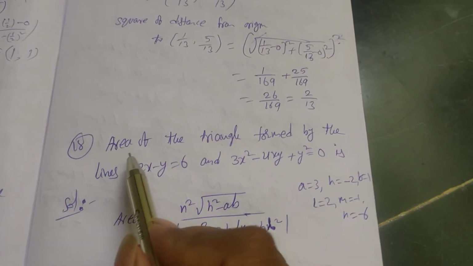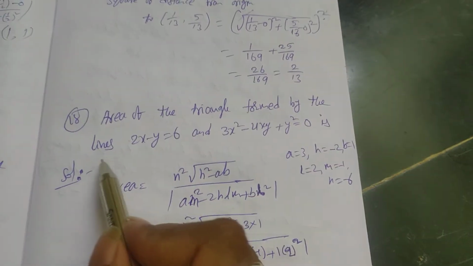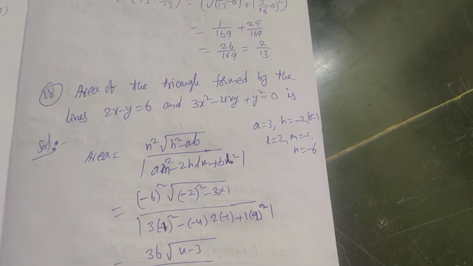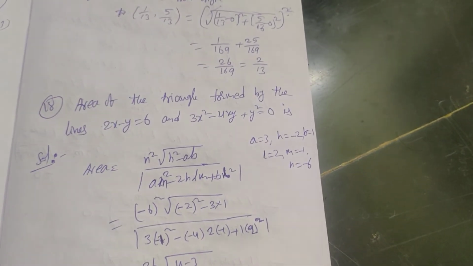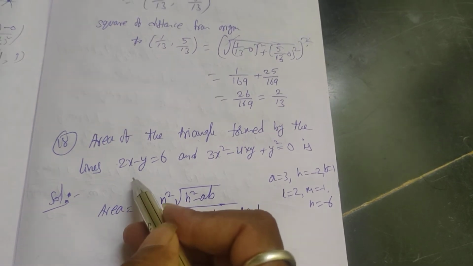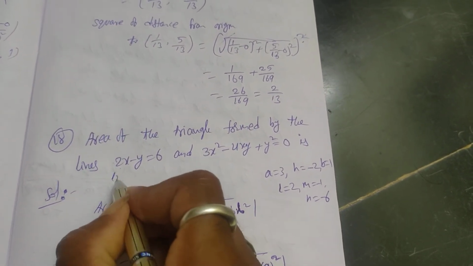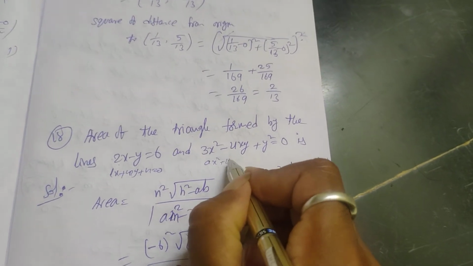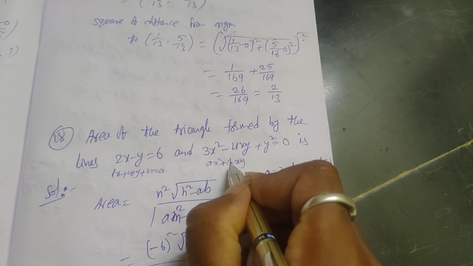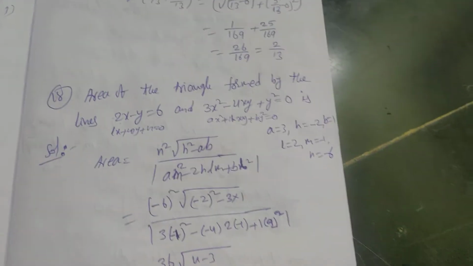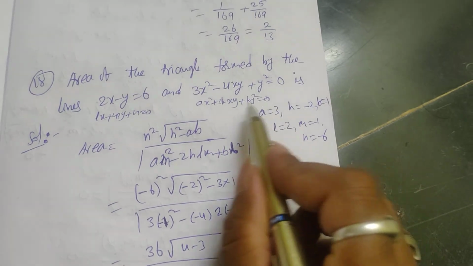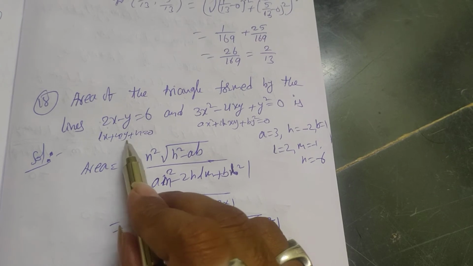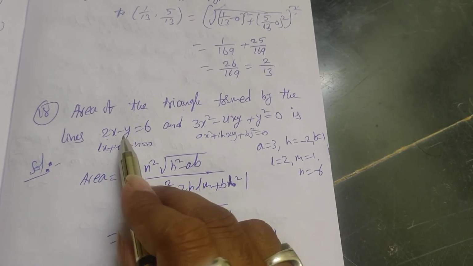Next, the 18th one. Area of the triangle formed by the lines 2x minus y is equal to 6 and 3x square minus 4xy plus y square is equal to 0. We compare this with lx plus my plus n is equal to 0 and ax square plus 2hxy plus by square is equal to 0. What you get: a is equal to 3, h is equal to minus 2, b is equal to 1, l is equal to 2, m is equal to minus 1, n is equal to minus 6. Transpose 6 to this side, minus 6.